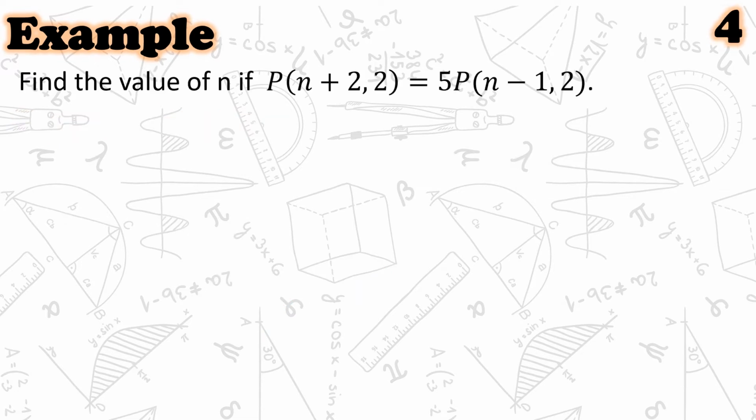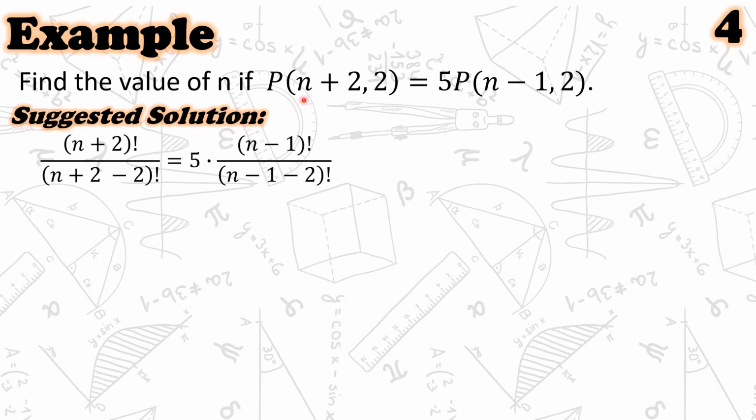Example number 4, find the value of n if n plus 2 permutation 2 is equal to 5 times n minus 1 permutation 2. Here is our suggested solution. From the formula for permutation n taken r, n plus 2 permutation 2 is equal to n plus 2 factorial over n plus 2 minus 2 factorial. Also, n minus 1 permutation 2, by formula, we have n minus 1 factorial over n minus 1 minus 2 factorial.